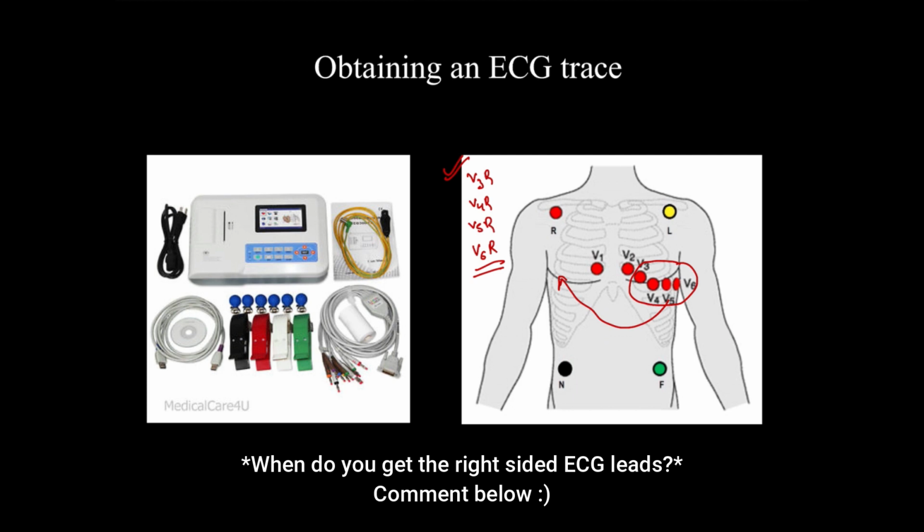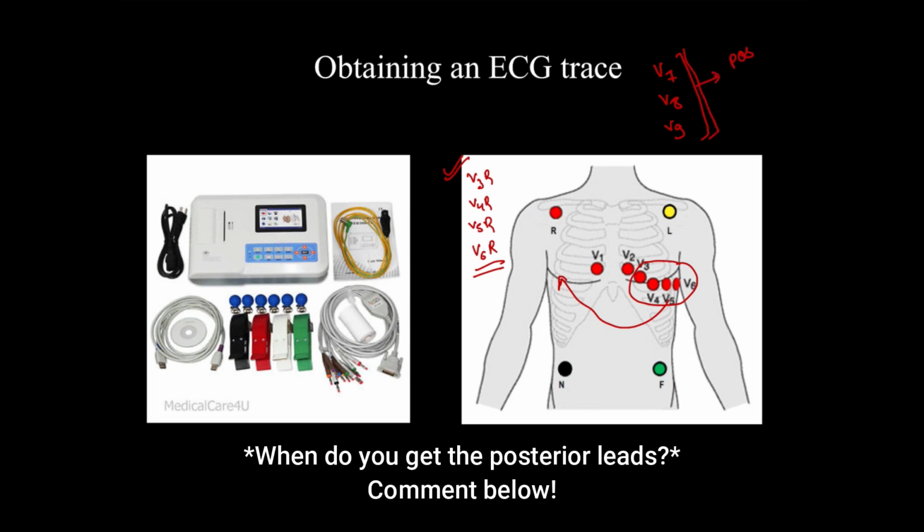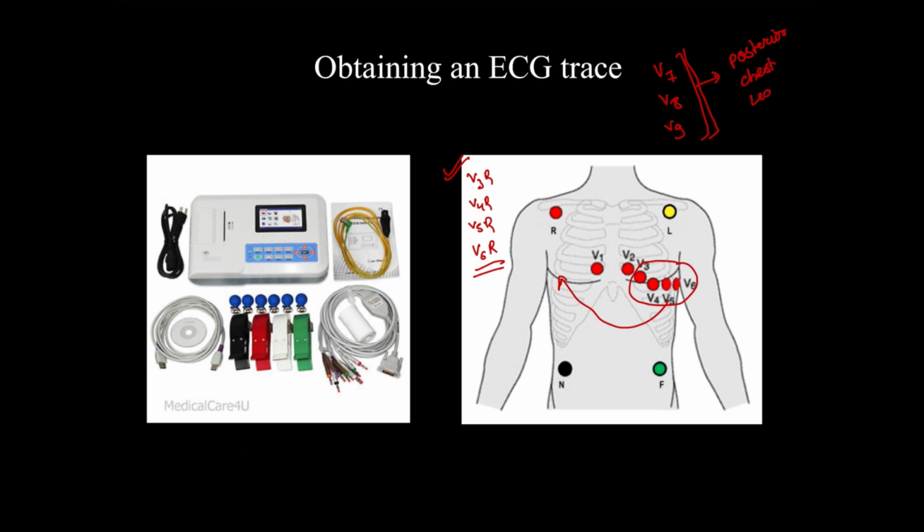Also, from V6 we can extend to V7, V8, and V9 at the posterior part of the patient's chest. Again, there are specific conditions in which you need to get these leads, and these are called posterior chest leads. The beauty of these chest leads is that they look in various directions and at various walls of the heart.